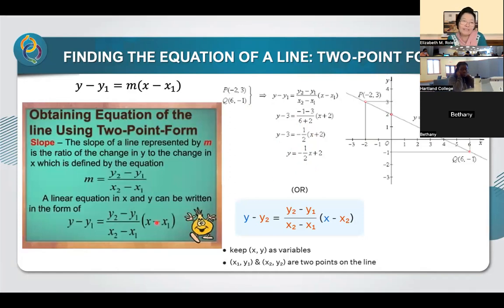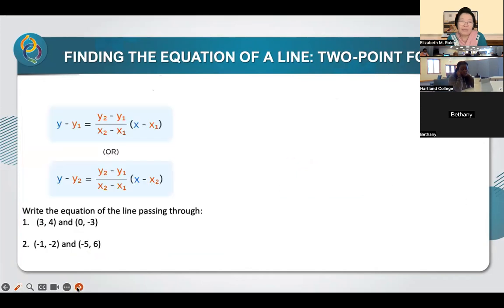So if you have 2 points, well, definitely you're able to find the slope, but we can use the direct formula for the equation of a line. We call it the 2-point formula.